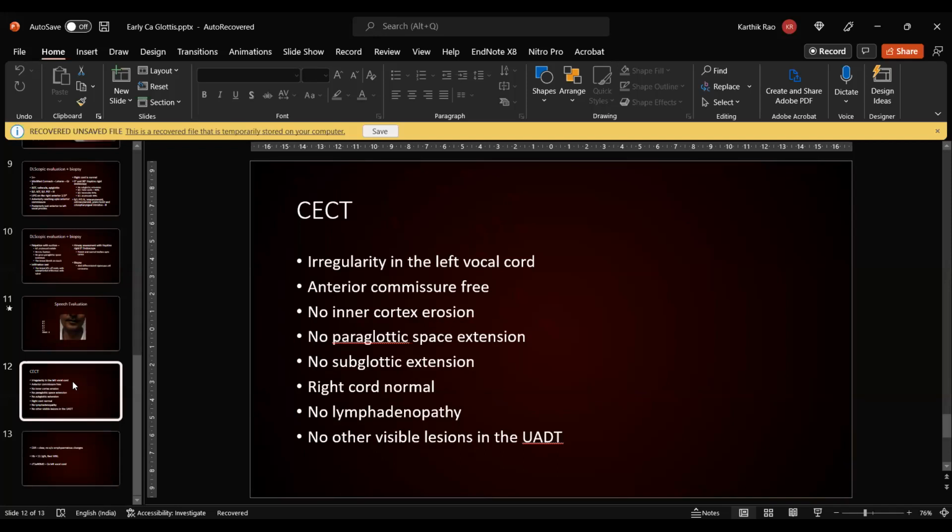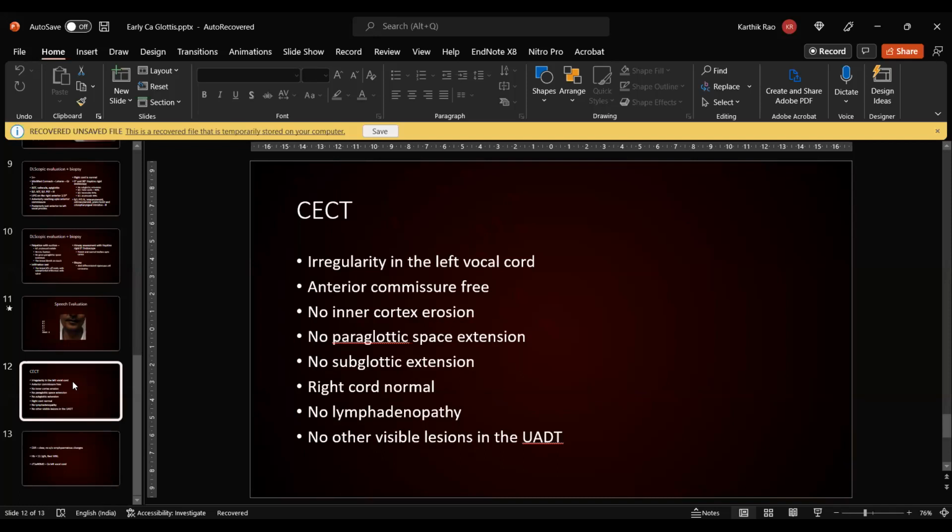Can I ask you one more question? What is the role of open partial laryngeal surgery in this patient? Ma'am, in this particular patient, the exposure is good. We will be able to do a resection transorally. So in this particular patient, there is no role for open partial laryngectomy.